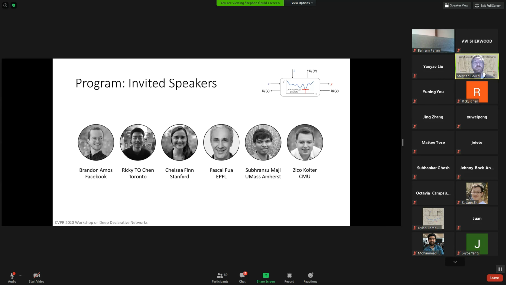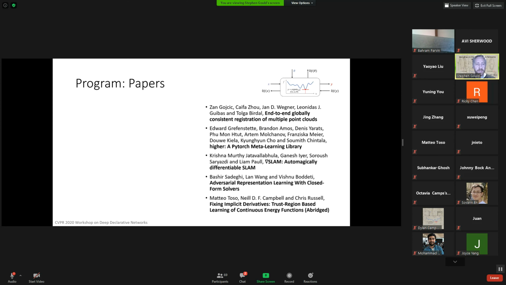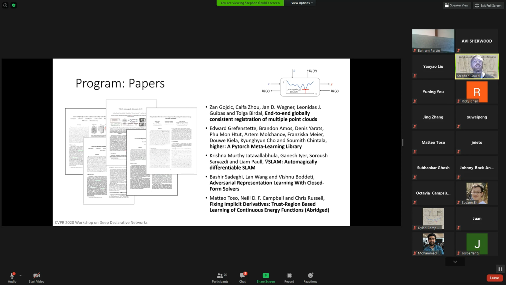We've got a very exciting program with 6 invited speakers who are all experts in the field. So Brandon Amos, who will be speaking first, from Facebook, Ricky Chen from the University of Toronto, Chelsea Finn from Stanford, Pascal Fua from EPFL, Subhransu Maji from UMass Amherst, and Zico Kolter from CMU. In addition to the invited speakers, we have a number of paper presentations. They'll be given as both orals and poster sessions.